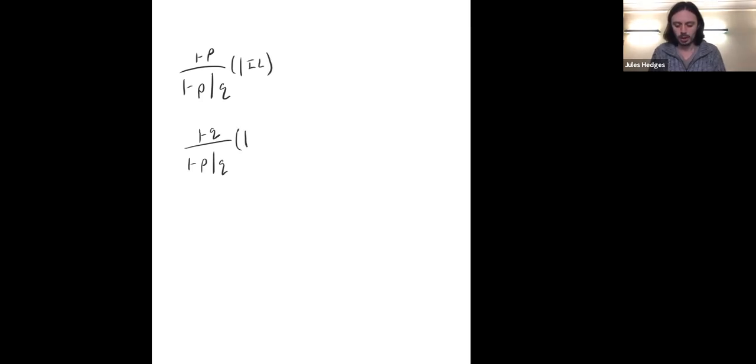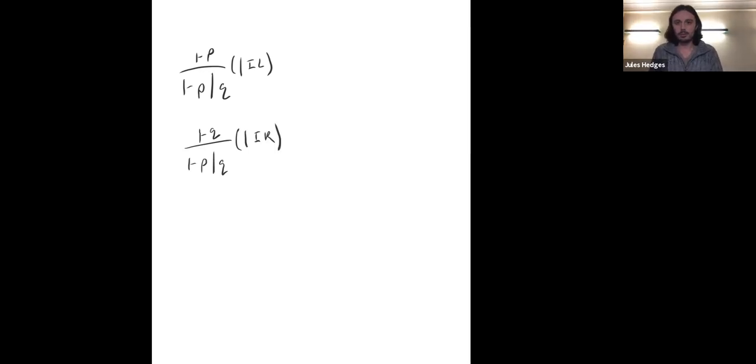To prove P or Q, it's enough to prove P. And also to prove P or Q, it's enough to prove Q. So these are called or introduction left and or introduction right.